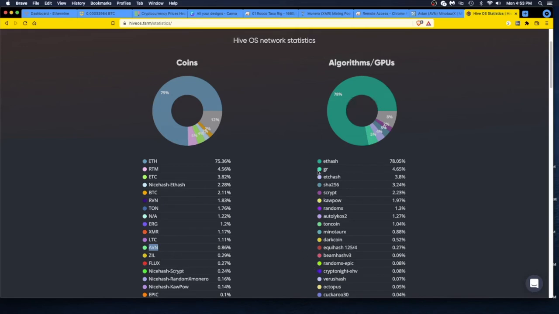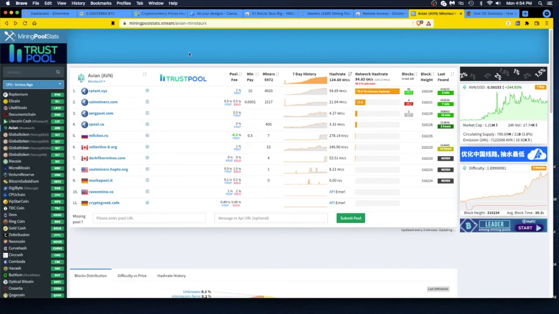And if you look over the algorithms, again, Ethash is number one, GR is Raptorium. Minotaur X is AVN. So if you look over here, if you look at the mining pool stats, you see AVN up here, and right here is Minotaur. That is the CPU mining side of it. The other side is, I forget, XGR, I can't remember, is the GPU side. So you can mine AVN GPU or CPU.